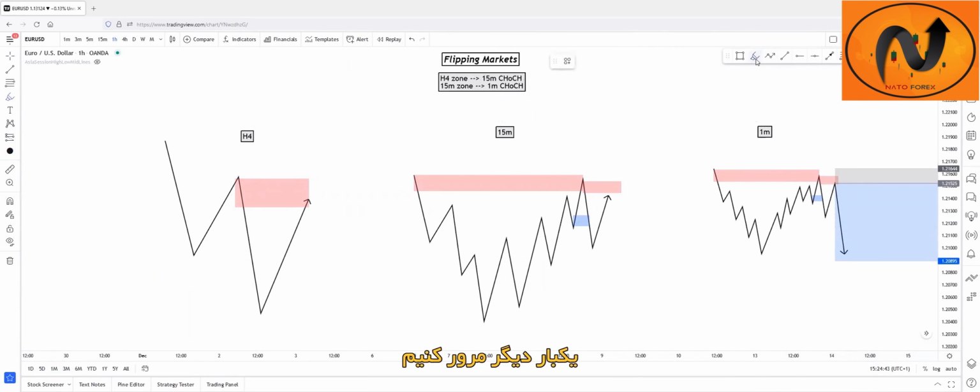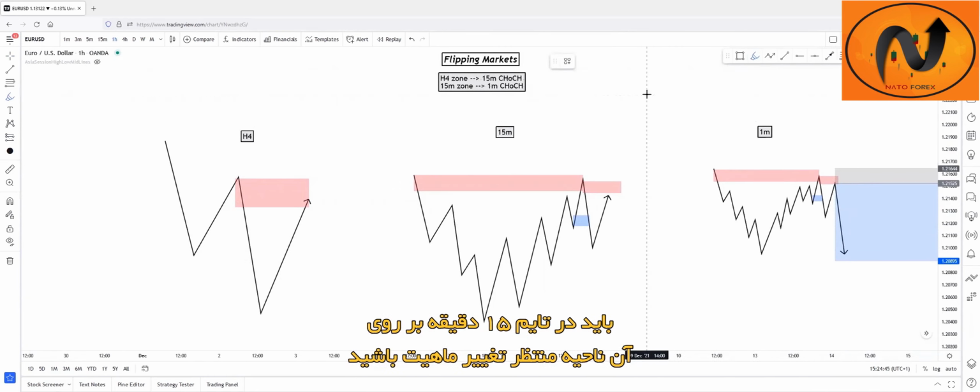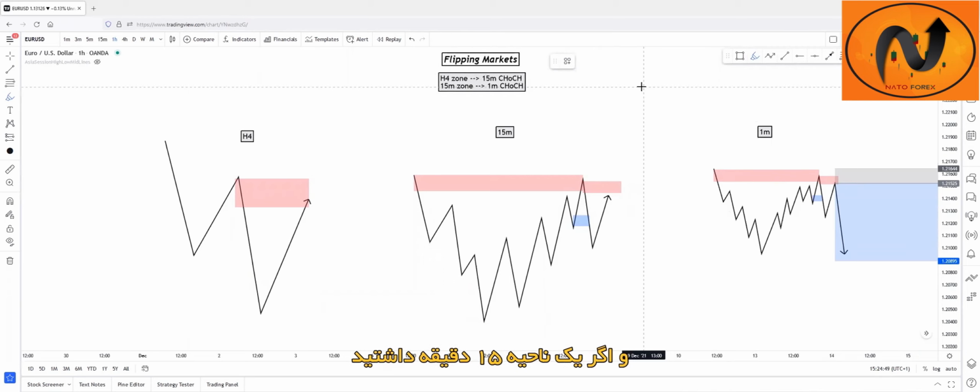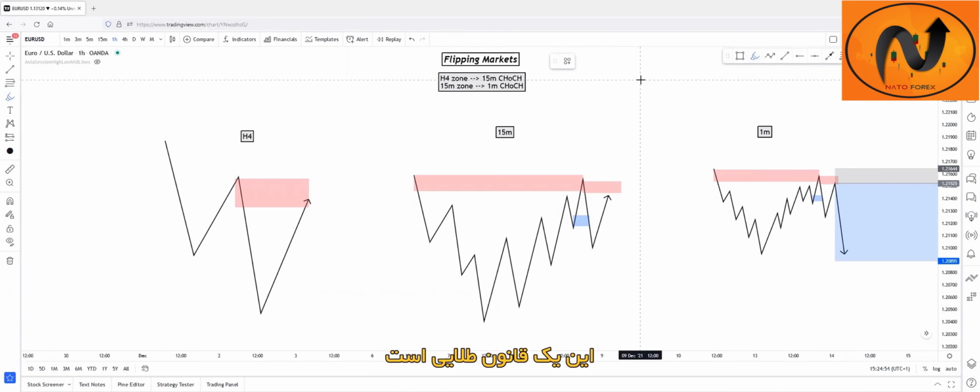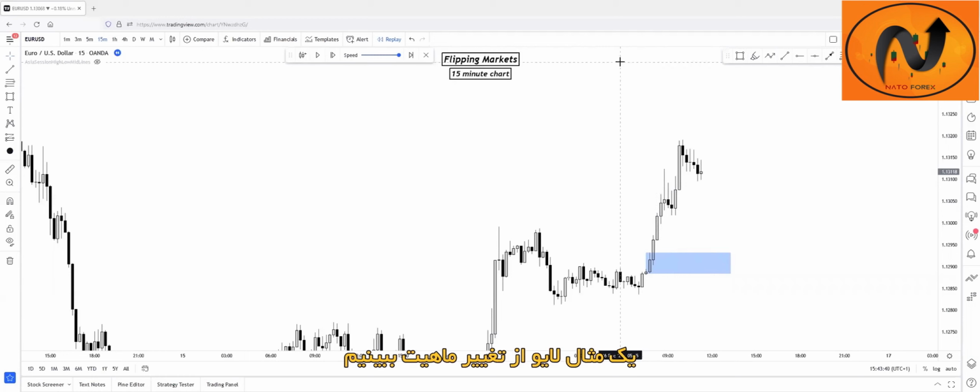So once more, if you see a 4-hour zone, you will have to wait for a 15-minute change of character inside of that zone. If you see a 15-minute zone, you will have to wait for a 1-minute change of character inside of that zone. This is a golden rule. Okay, let's see a live example for a change of character.